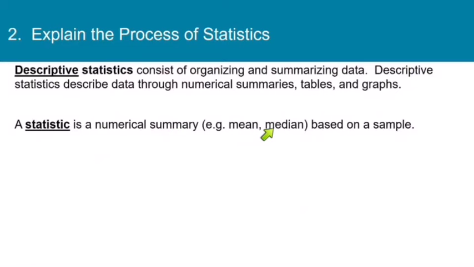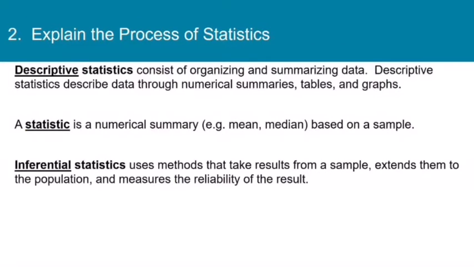A numerical summary means a mean or a median or a range or a mode or a standard deviation. Any number you've calculated to describe a sample is a statistic. Now, the other branch of statistics is called inferential statistics. The difference is that with descriptive statistics, you are only describing a sample or a population. With inferential statistics, you're taking information about a sample and using it to draw a conclusion about a population.